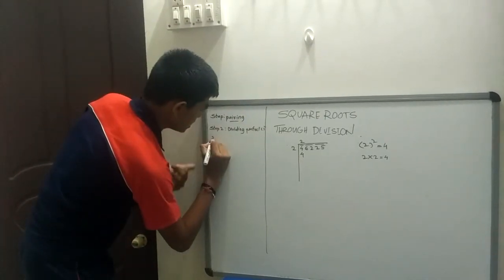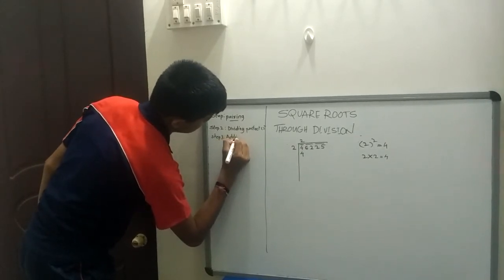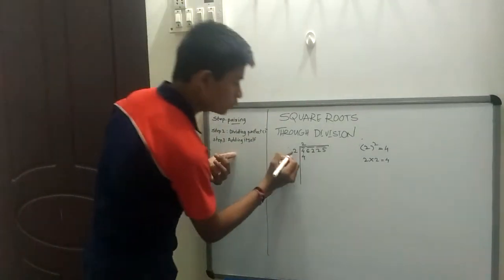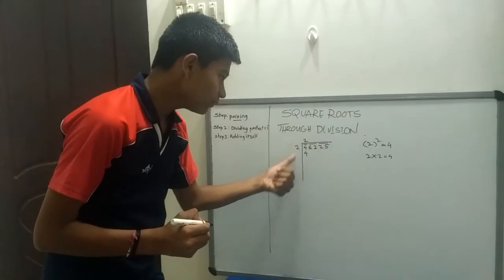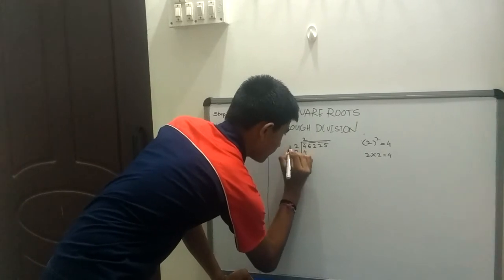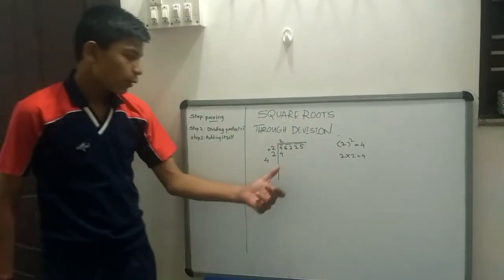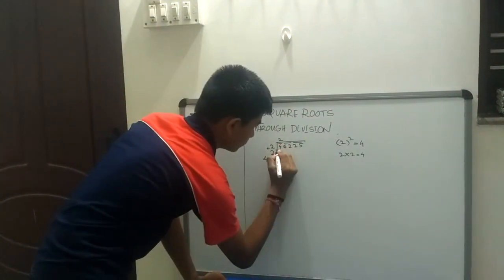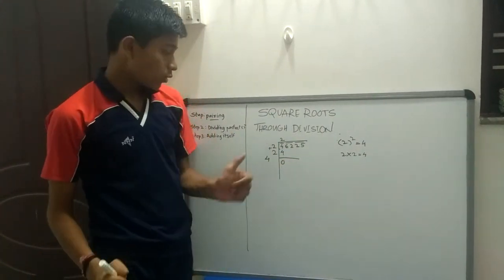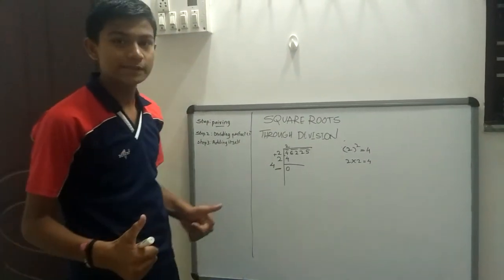So the step 3 is adding itself. What is adding itself? Here we have 2, and when 2 is added with itself, we get 4 here. Now we will have subtraction here. 4 minus 4 is equal to 0. Now, I have left a space here because this is going to be a very interesting step.